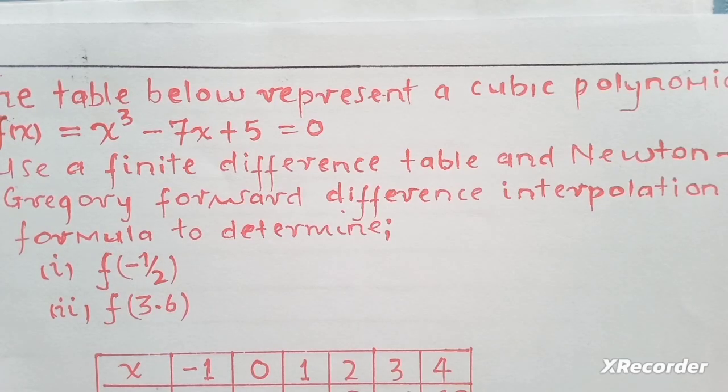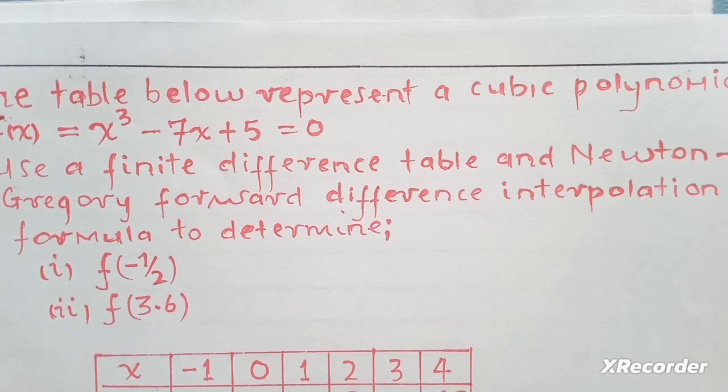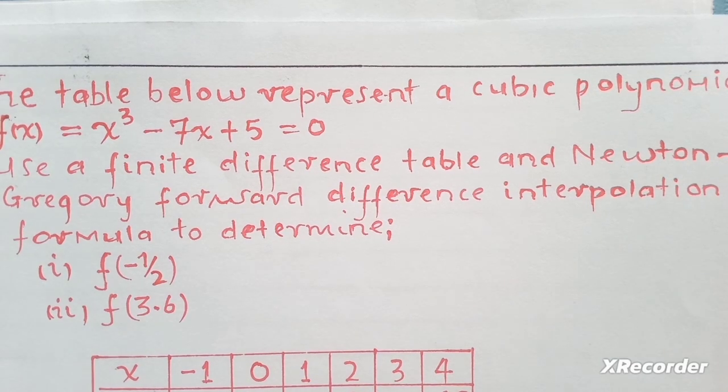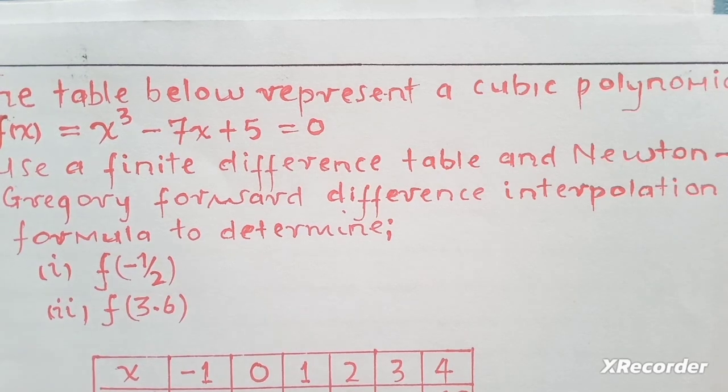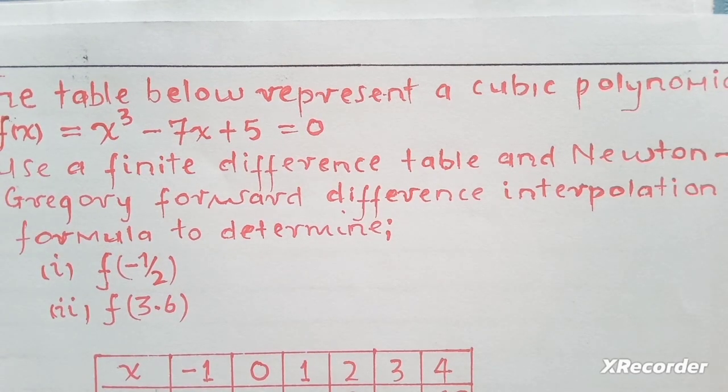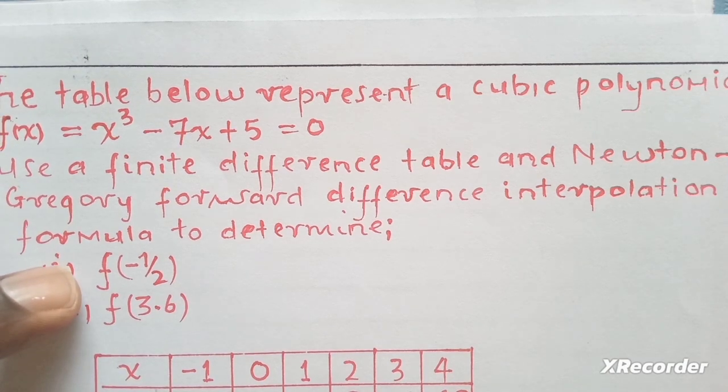Me too, I'm fine. So guys, we are attempting this question, but before we do that, let me just read it. The table below represents a cubic polynomial. That is the equation for that table. Use a finite difference table and the Newton-Gregory forward difference interpolation formula to determine. So you're now supposed to determine these.